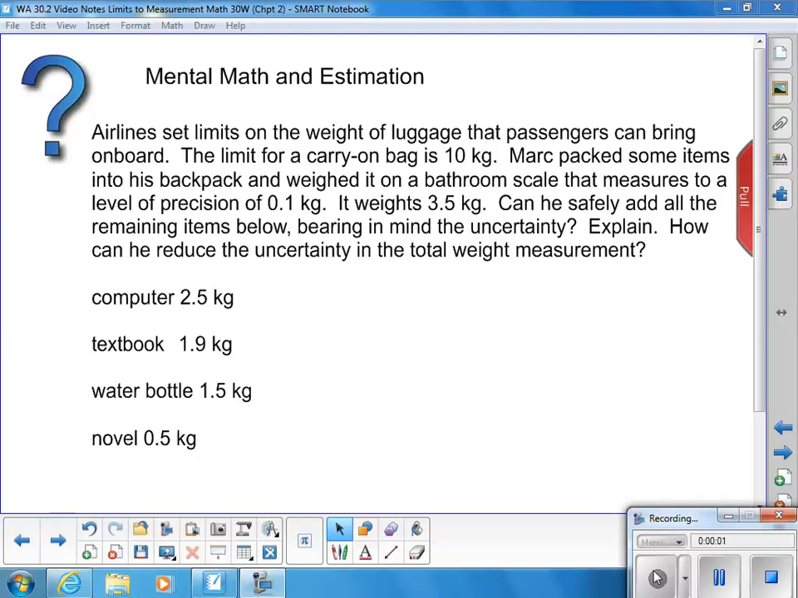Lesson 2 on precision and accuracy, a quick review of how to combine various items if you were going to measure them each individually and then put them together. So airlines set limits on the weight of luggage that passengers can bring on board. The limit for a carry-on bag is 10 kilograms.